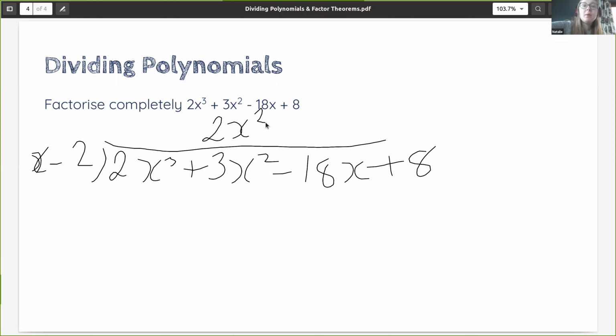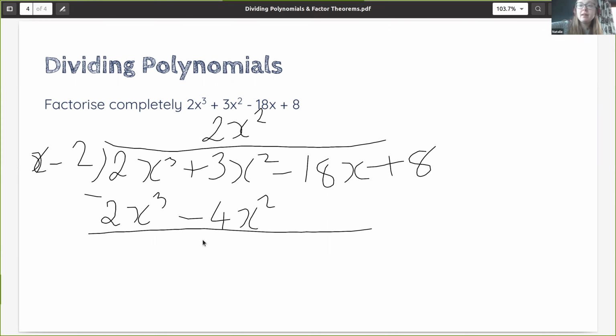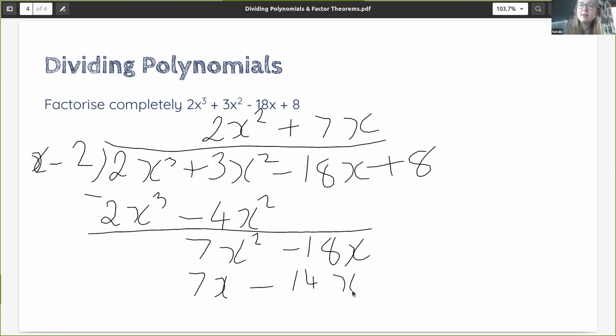I then times the 2x squared by everything in my factor. So 2x squared times x gives me 2x cubed, and 2x squared times minus 2 gives me minus 4x squared. Subtract those, I get 7x squared minus, carry down the 18x. Again, same thing. What would I times x by to get 7x squared? 7x. Times that by x minus 2, I get 7x squared minus 14x. Take those away, that bit cancels.